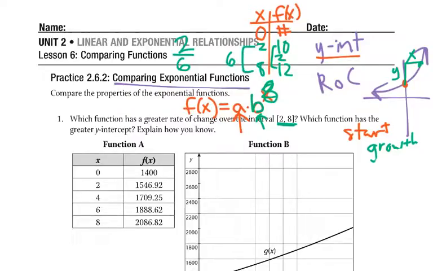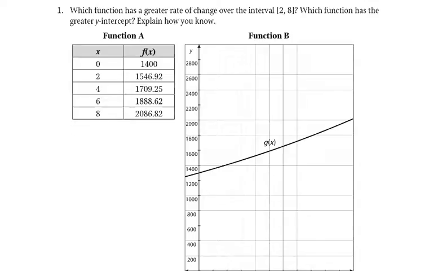Well, let's get going on this. So number 1. Which function has a greater rate of change over the interval 2 to 8? So we're going from 2 to 8, so it grows by 6. And then we've got 2086.82 minus the 1546.92, and it gives me 539.9.